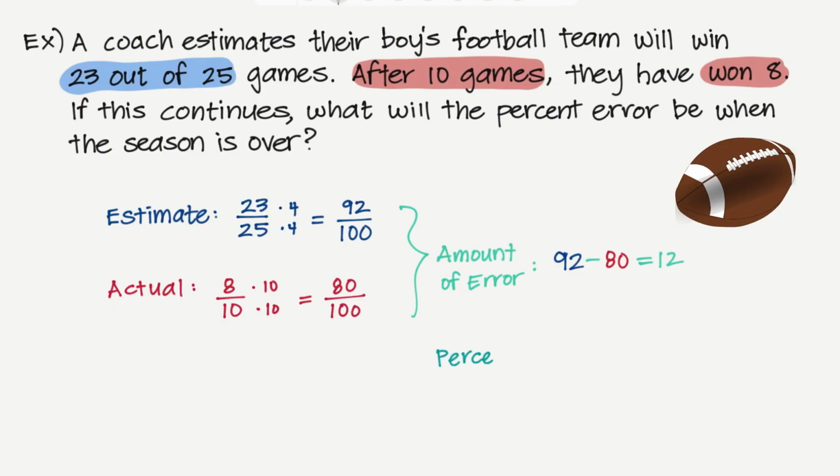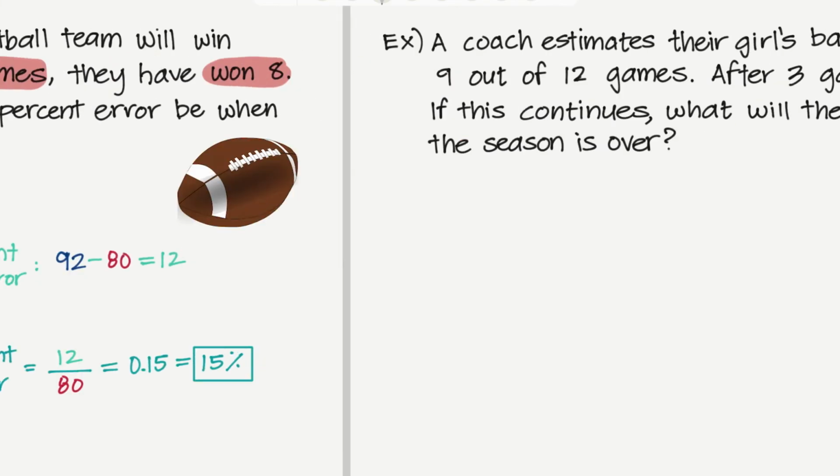And now, like we've done before, let's find the percent of error. And we do this by comparing that 12 to the actual amount, which would be 80. So 12 divided by 80 gives me the decimal 0.15, which is 15% error. All right, I have one more example for you.